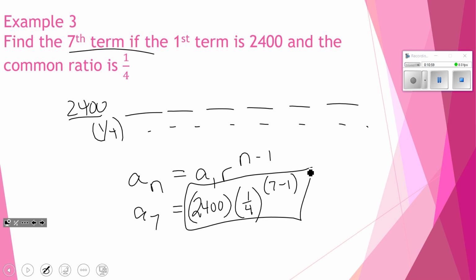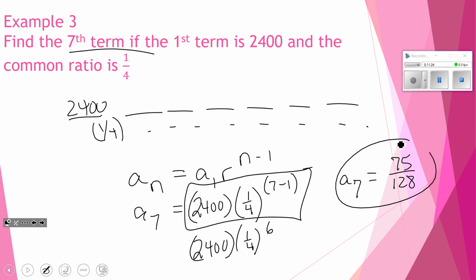Be careful when you put this in your calculator. Make sure you have your parentheses. If it were me, I would put in 2400 times a fourth raised to the 6th power. And then you wouldn't have to worry about the parentheses. Because if you don't put parentheses around the 7 minus 1, it won't work out right. So, what does a sub 7, or our seventh term, equal? 75 over 128. So you get a decimal, just math enter it, and make it a fraction.